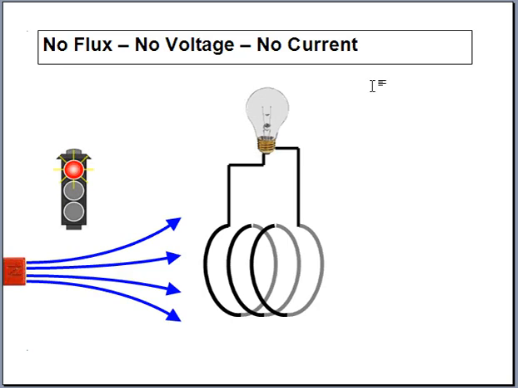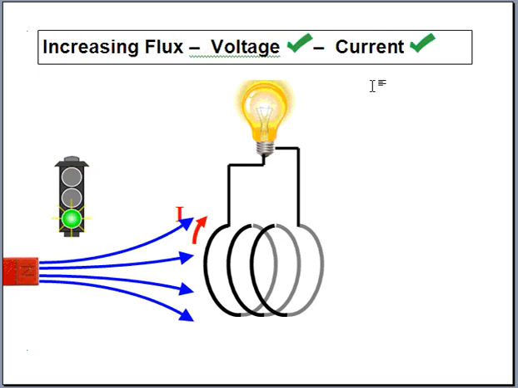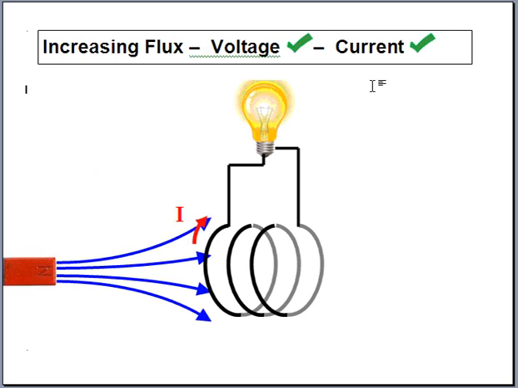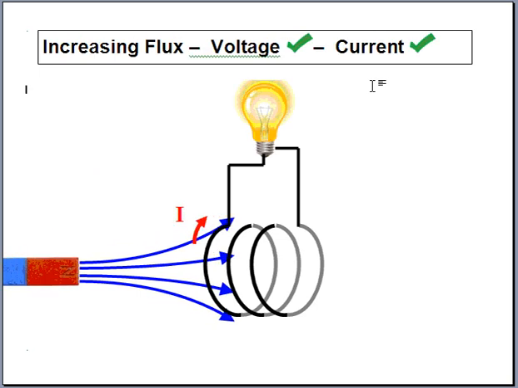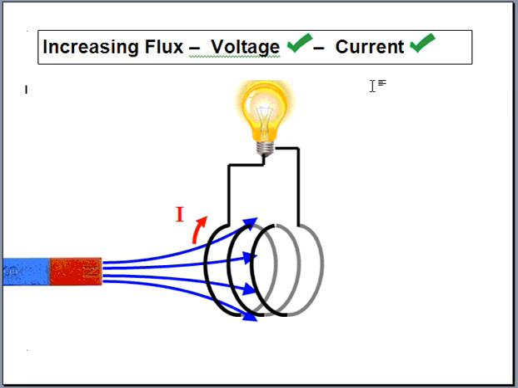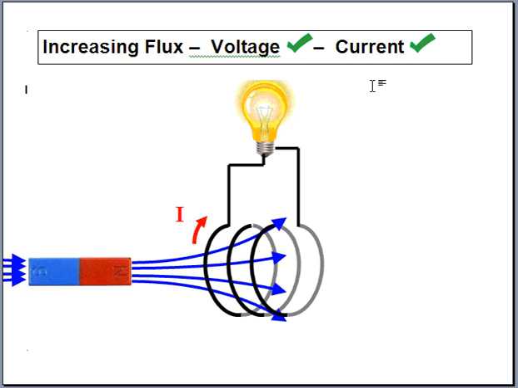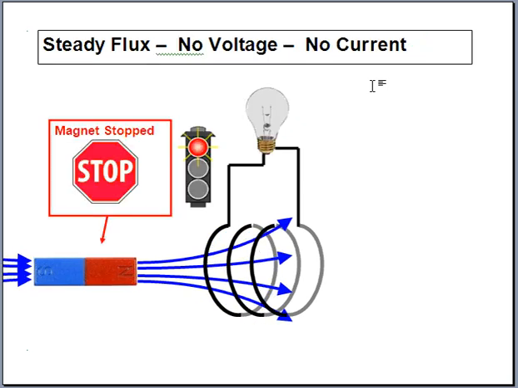So I've got my little bar magnet here on a stoplight. Right now it's stopped and there's no flux going through that coil. But now that light's going to go green and we're going to start to move that magnet. So when the light goes green and we start to move the magnet, then that coil starts to experience more and more and more flux flowing through that opening.